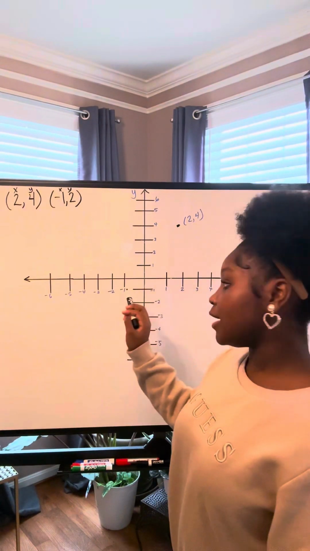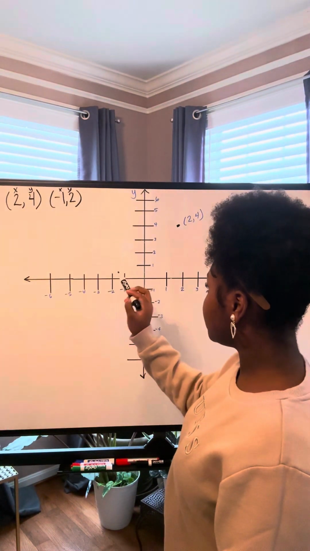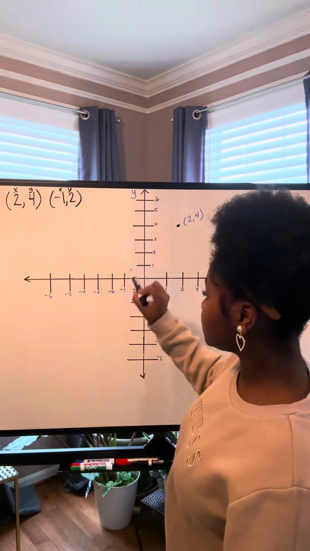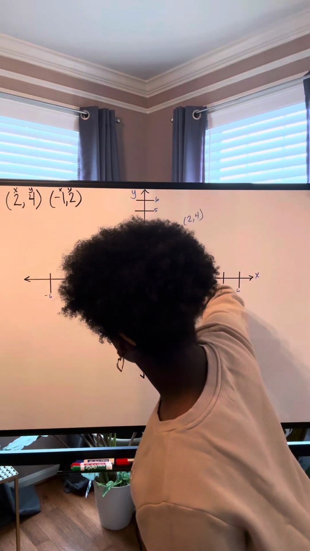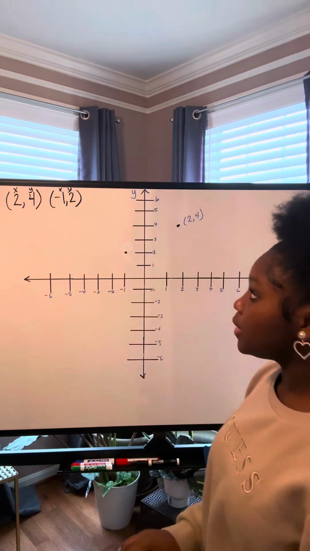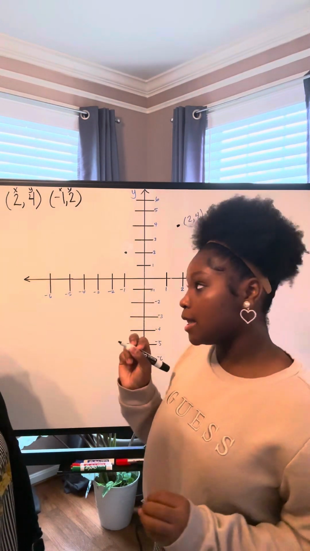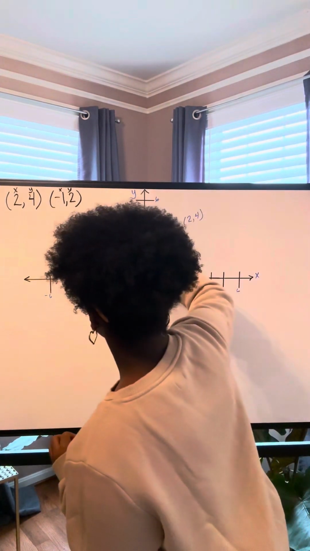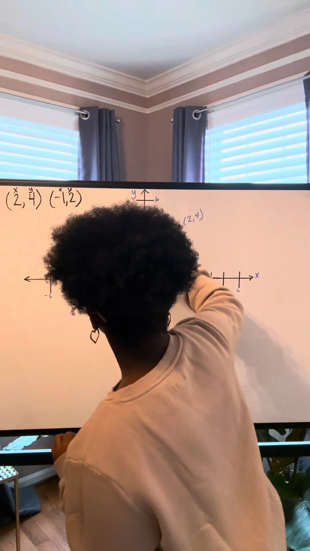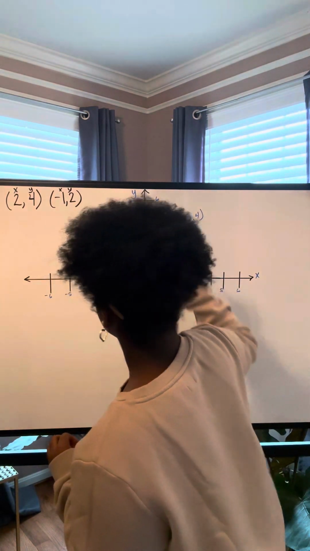Okay. For -1, this is our x-axis, and we're going to meet at the y-axis for 2. So just go right here. All right. Good. And what we want to do as well is label it. So I'm going to put -1 and 2. Boom.